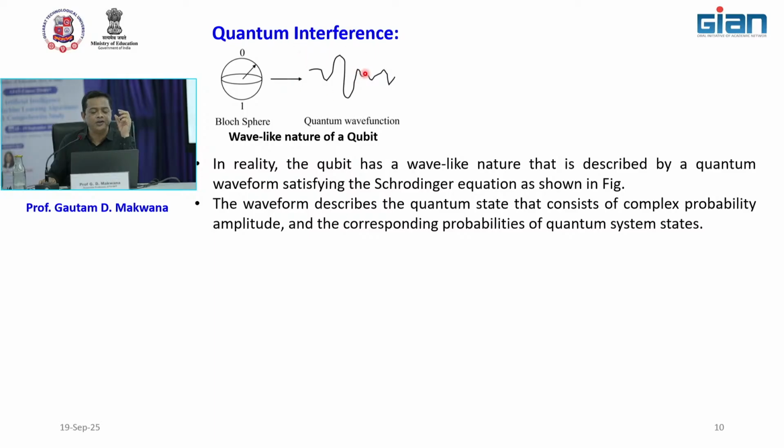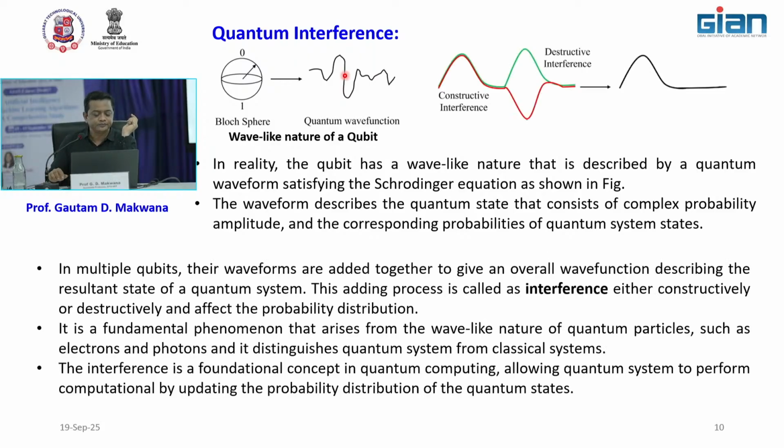The value of this quantum waveform depends upon the probability distribution of the state, and this is called quantum interference. In multiple qubits, the waveforms are added together to give an overall wave function describing the resultant state of the quantum system. This adding process is called interference. So multiple qubit states are added, and that is known as interference.